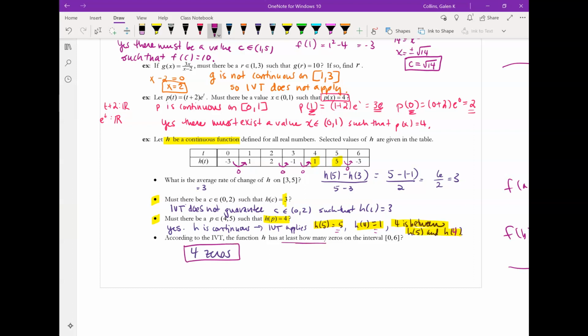Now, there could be way more zeros. The function could hit 0 a bunch more that we just don't know, but it must be 0 at least 4 times.